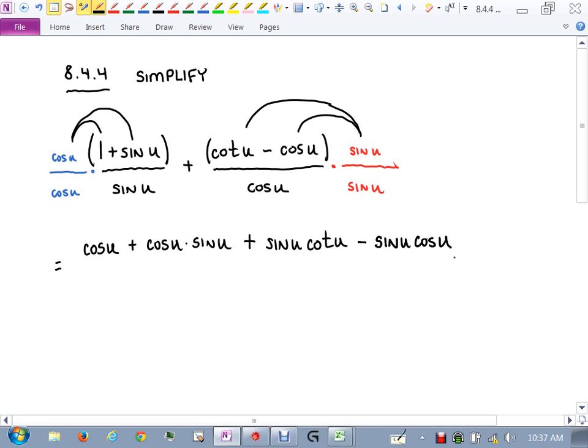Am I done up top? If I multiplied everything out on top? Yes? So this is all divided by the common denominator. Does it matter if I write cosine u sine u or sine u cosine u? Like, does this order matter? It's multiplication, right? Multiplication doesn't matter, so I can write it either way. Does anybody see anything good?